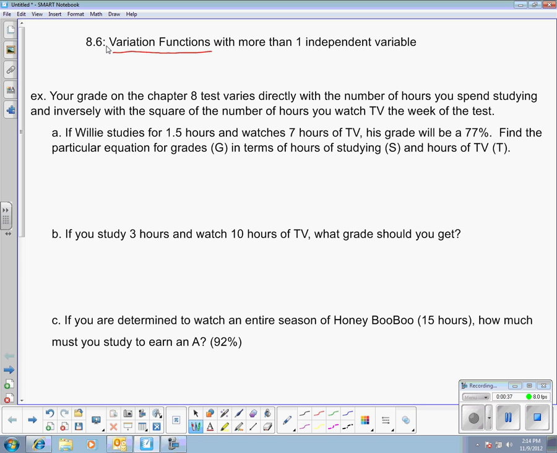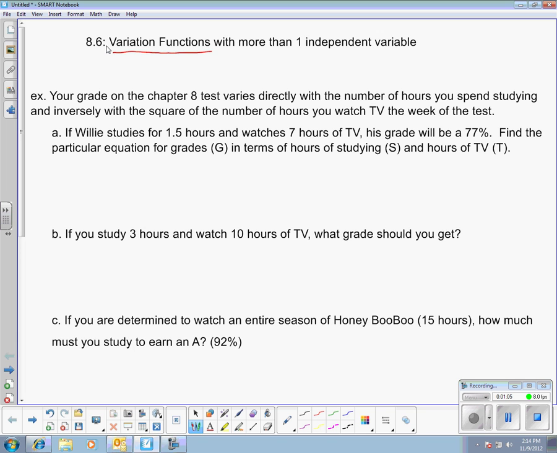Well, now we're going to do a different type of variation function where there are more than one independent variables affecting the dependent variable. And it lets you get a little bit more of a real life situation, because in real life many variables affect everything you do. These are still going to be pretty made up situations, but at least you have more than one thing affecting the outcome. So it's going to work just like they have worked in the past.